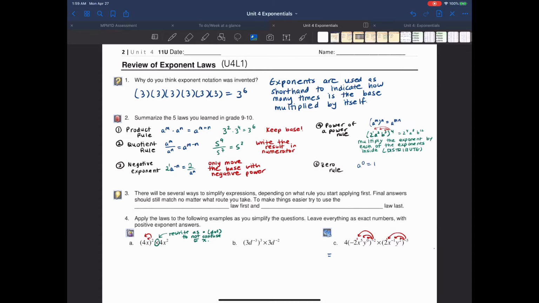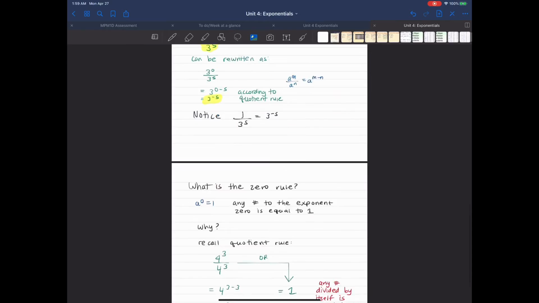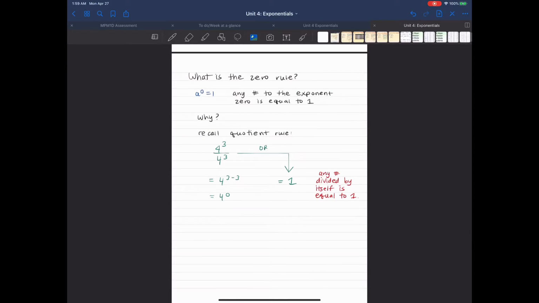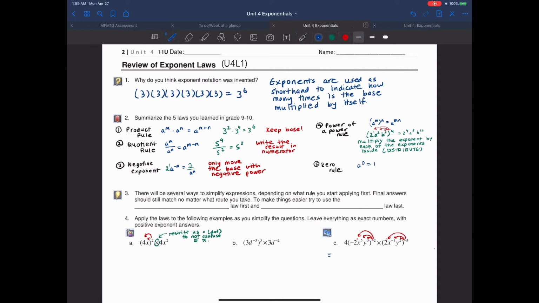And lastly, you have the 0 rule, and it's a to the exponent 0 is equal to 1. And again, in the side notes, I explained it by saying, well, remember with the quotient rule, we have 4 to the 3 divided by 4 to the 3. Well, you're going to subtract the exponents by quotient rule, and you're going to get 4 to the 0. Well, that's how this equals 4 to the 0. But keep in mind, when you divide any number by itself, that is equal to 1.